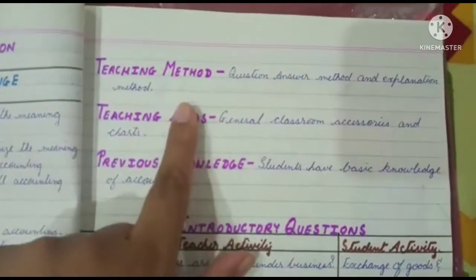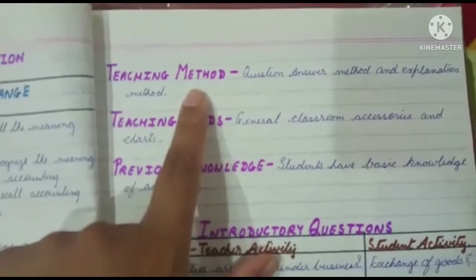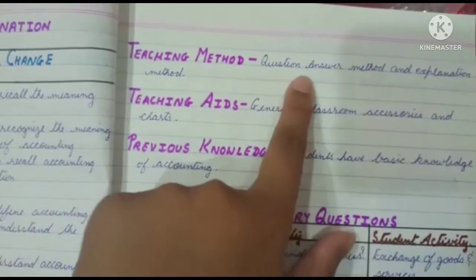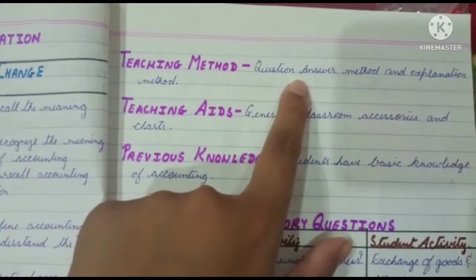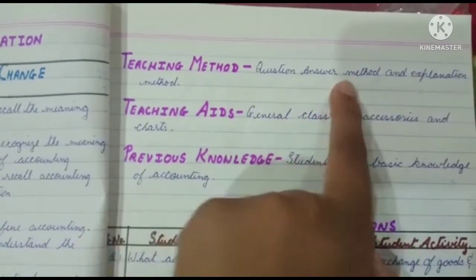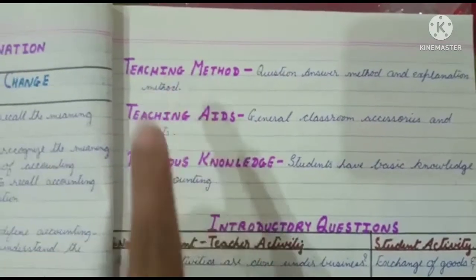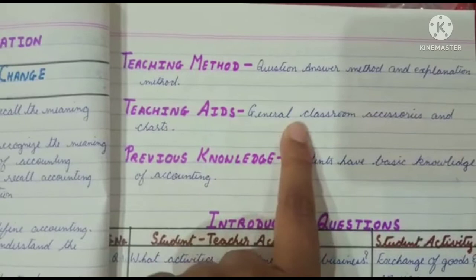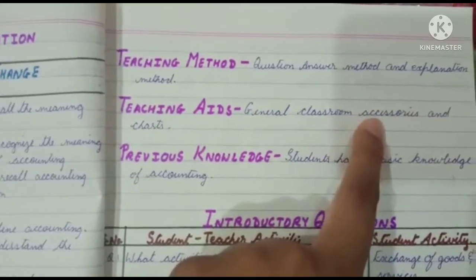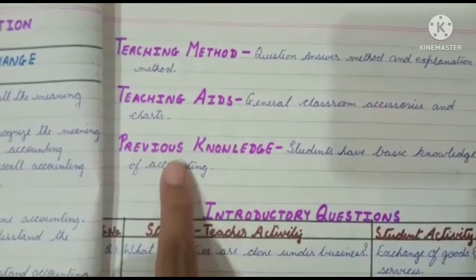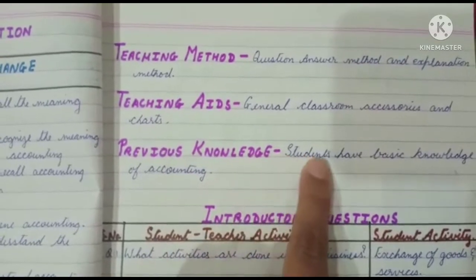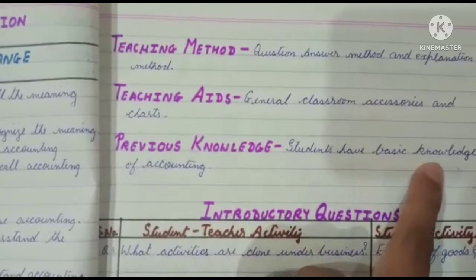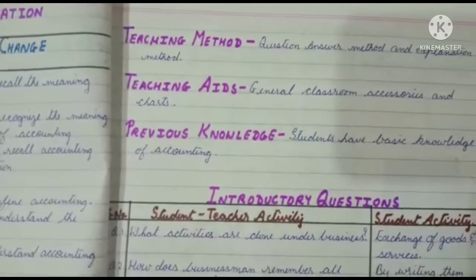Next up, we have the teaching method. Teaching method is how the teacher will teach in the class. So the teaching method used by the student teacher for this lesson would be question answer method and explanation method. Teaching aid is what the student teacher will use in the class, which is general classroom accessories and charts. Previous knowledge is what the students should know to better understand today's lesson. So students should have basic knowledge of accounting.